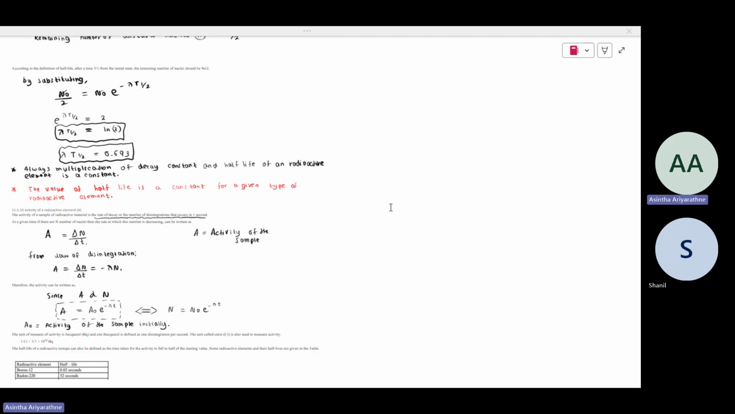So here, half-life is always a constant for a given radioactive element. For uranium, it is a constant. For another one, boron, it is constant. Half-life only depends on the type of the material, the type of the radioactive element.